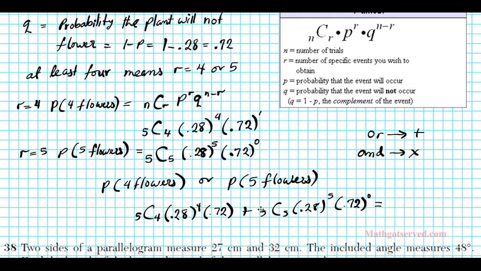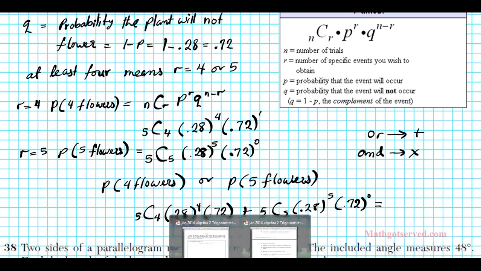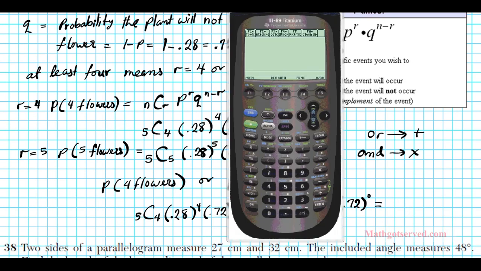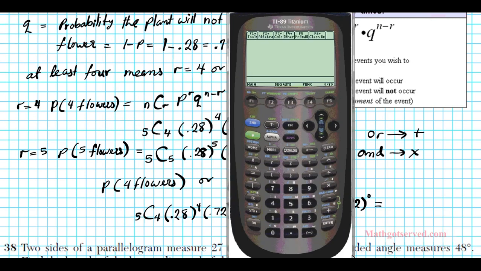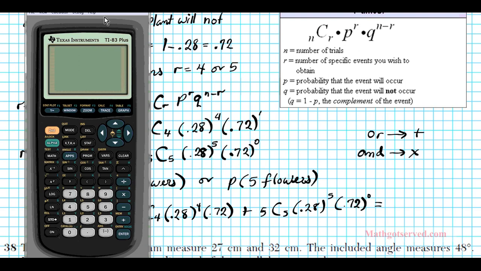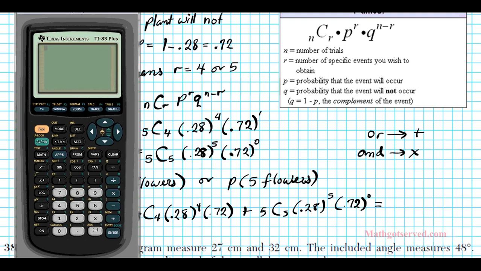The reason why I'm writing it like this is because I want to plug it in my calculator. Let the calculator do the heavy lifting here, okay? Let's go ahead and plug that into our calculators. I'm going to use the TI-84 instead. Let's go ahead and enter this expression. The syntax for the 83 and the 84 is similar. That's why I chose to use this as opposed to the 89.